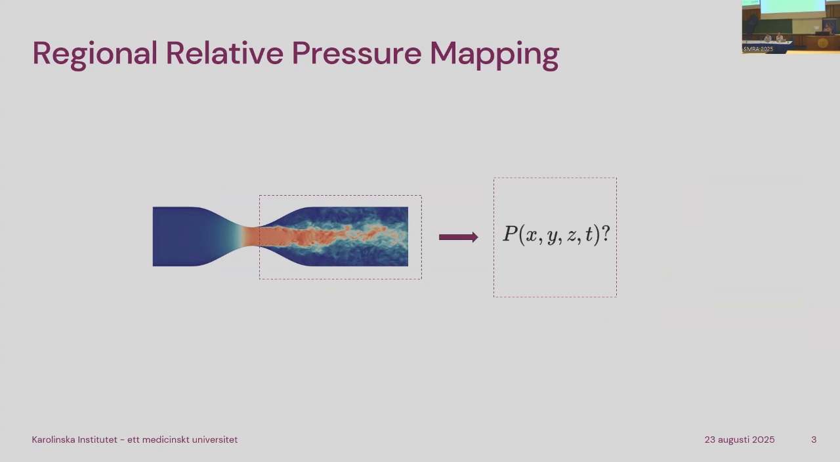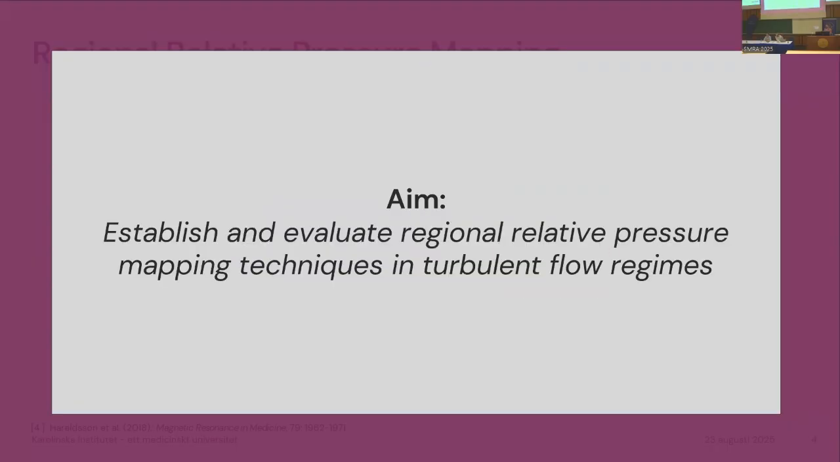And this is really an issue for these estimators because they were not built with these types of flows in mind. But with new sequence designs over the last couple of years, like ICOSA 6, we can actually measure, or try to measure, these contributions that arise in turbulent flows. And so the aim here has been to establish and evaluate regional relative pressure mapping techniques in turbulent flow regimes.